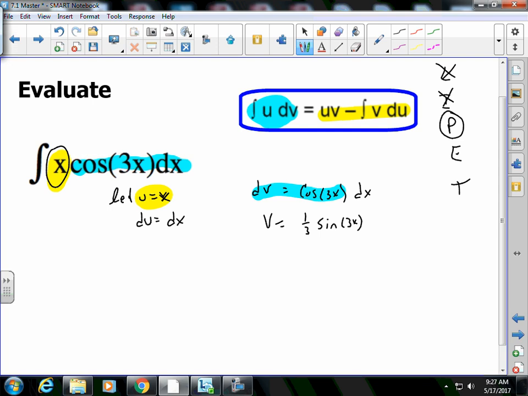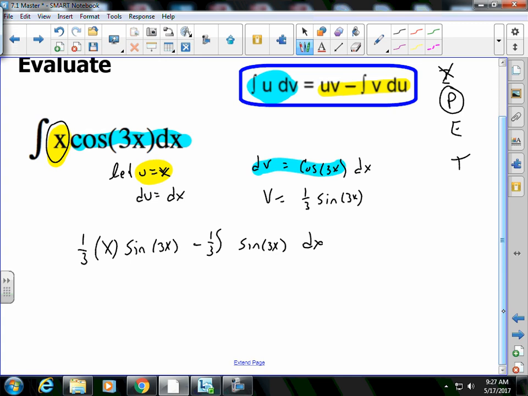So I take u times v. u is x, v is 1/3 sine 3x. From that, I'm going to subtract the integration of v, which is 1/3. I like to put my constants on the outside, sine 3x, times du. Well, du is just dx. And I'm going to look, can I integrate that? Yeah, I think I can handle this. So I have 1/3. I'm going to put the x in the numerator here, sine 3x.